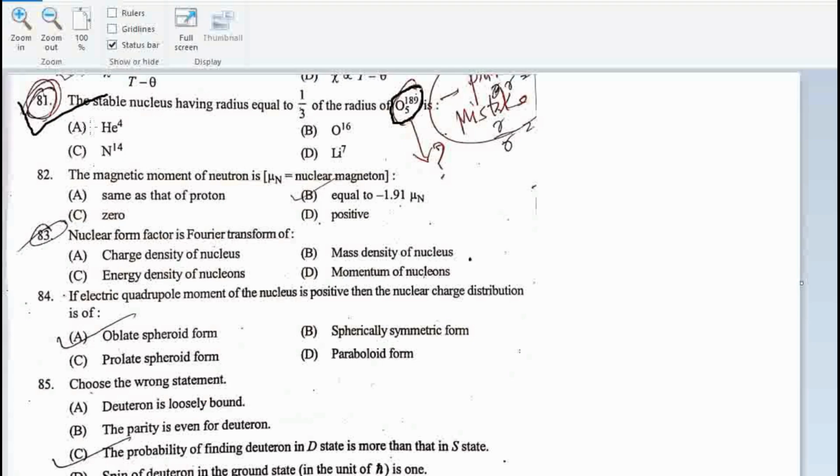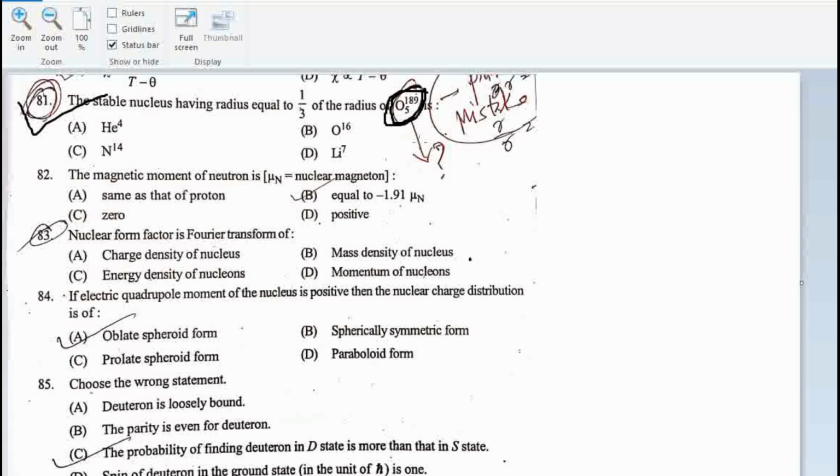The question is: the stable nucleus having radius equal to 1 by 3 of the radius of O5189 is, and there are 4 options: helium, oxygen, nitrogen and lithium. That means we have to find the element among these 4 options whose radius is 1 by 3 of the radius of this element or nucleus.